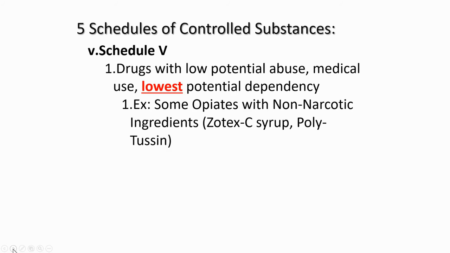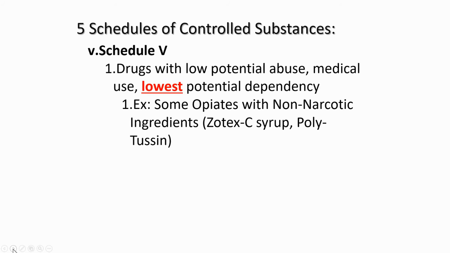Schedule 5: drugs with the lowest potential for abuse, medical use, and lowest potential dependency. Some opiates with non-narcotic ingredients, that'd be Robitussin AC syrup, Polytussin. I'm not really familiar with that, but I'm assuming that these are considered non-addictive opiates of some sort. I just don't really know much about this one.